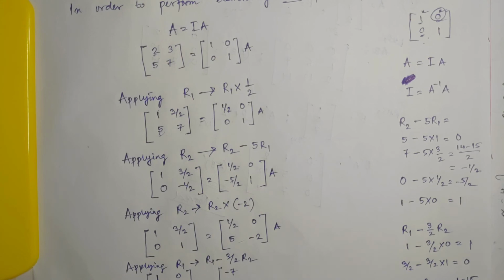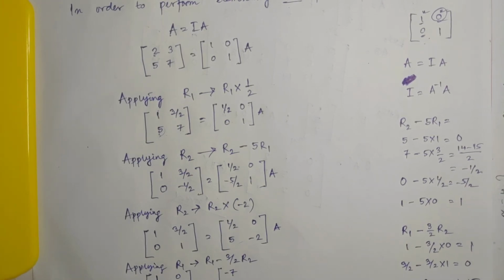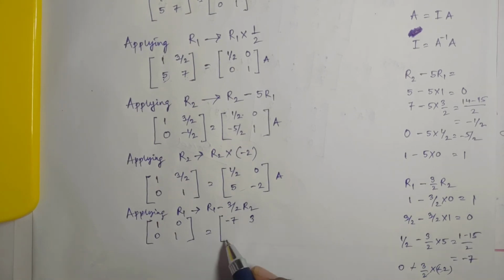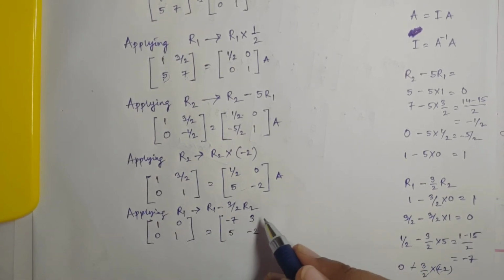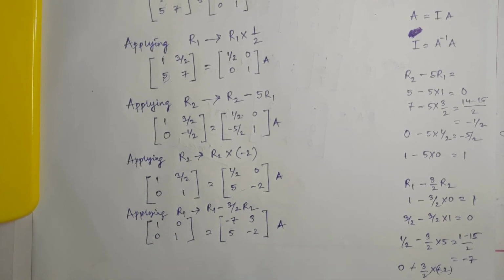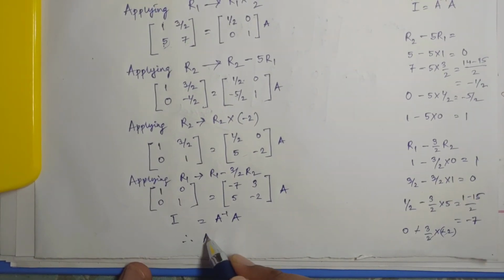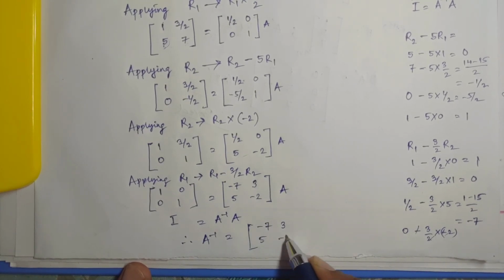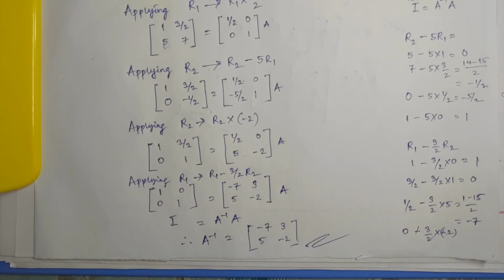Yes or no? Now we move on to this one. So R1 is 0. 0 minus 3 by 2 into minus 2. Clear? So minus minus will become plus. 2 gets cancelled. So it will be 3. So I will write 5 minus 2. And this one will be A. Right? So this one is equal to I is equal to A inverse A. Therefore, A inverse is equal to minus 7, 3, 5 minus 2. That's your answer. Okay? Clear?